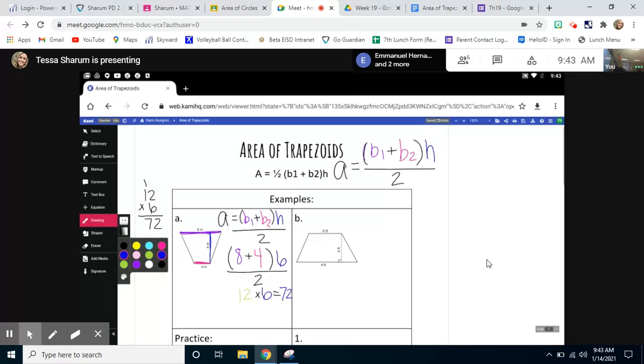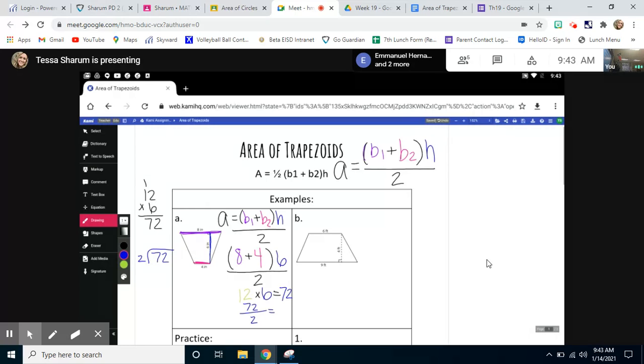So then I'm going to do 72 divided by 2. I'm going to work it out just like I normally would. This is just regular division. So I've added, I've multiplied, and now I'm going to divide. And you're going to do this for every single one. You're going to add, you're going to multiply, and then you're going to divide.